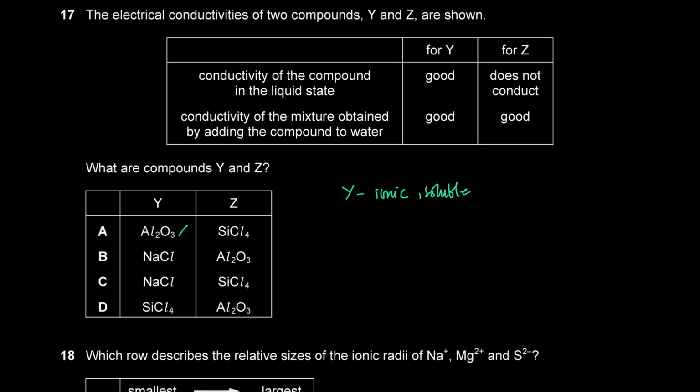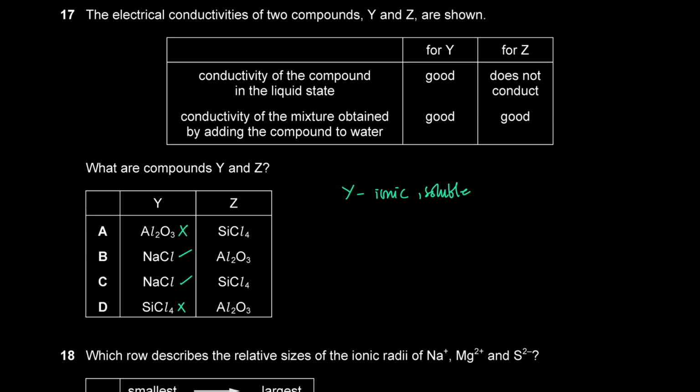So it can't be aluminum oxide. Aluminum oxide will conduct in the molten state because it's an ionic compound. However, it doesn't dissolve in water, so it won't form enough ions in solution. So it's not going to be a good conductor in aqueous solution. Sodium chloride, on the other hand, is ionic and it dissolves in water to form a solution.